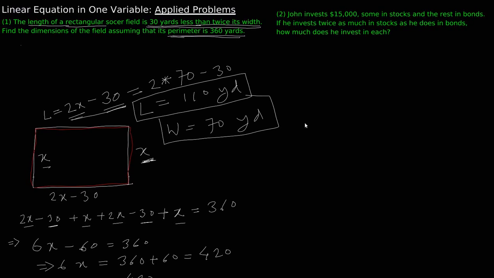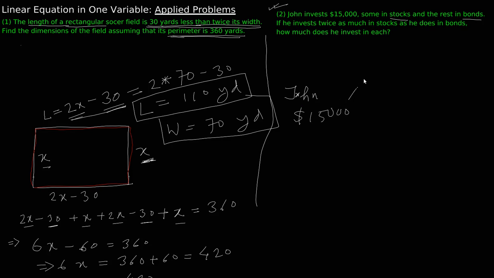Now we are going to look at our second problem. Let's see what it says. John invests $15,000. That's his total investment. He invests some in stocks and the rest in bonds. Let's write down what John is investing. John has a total of $15,000.